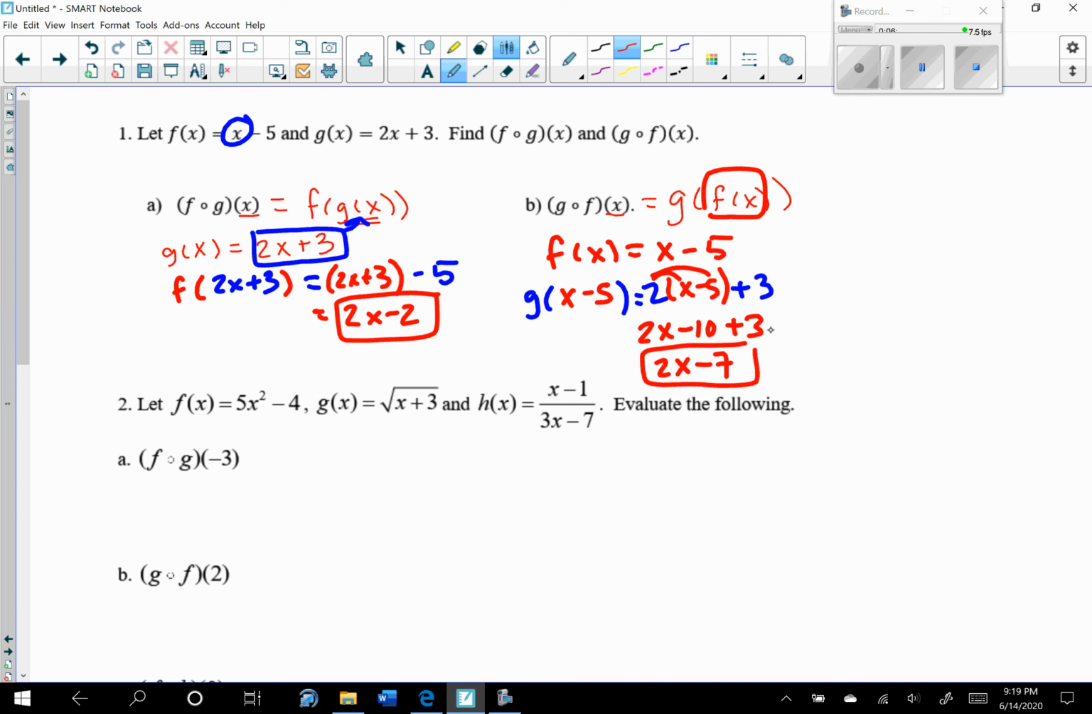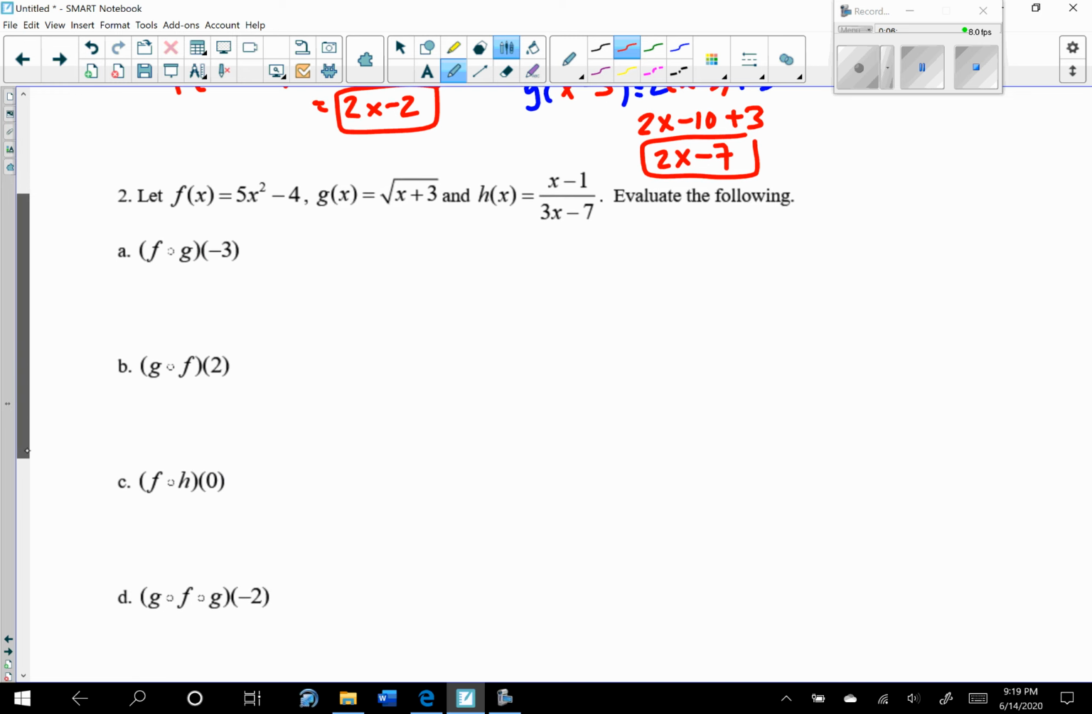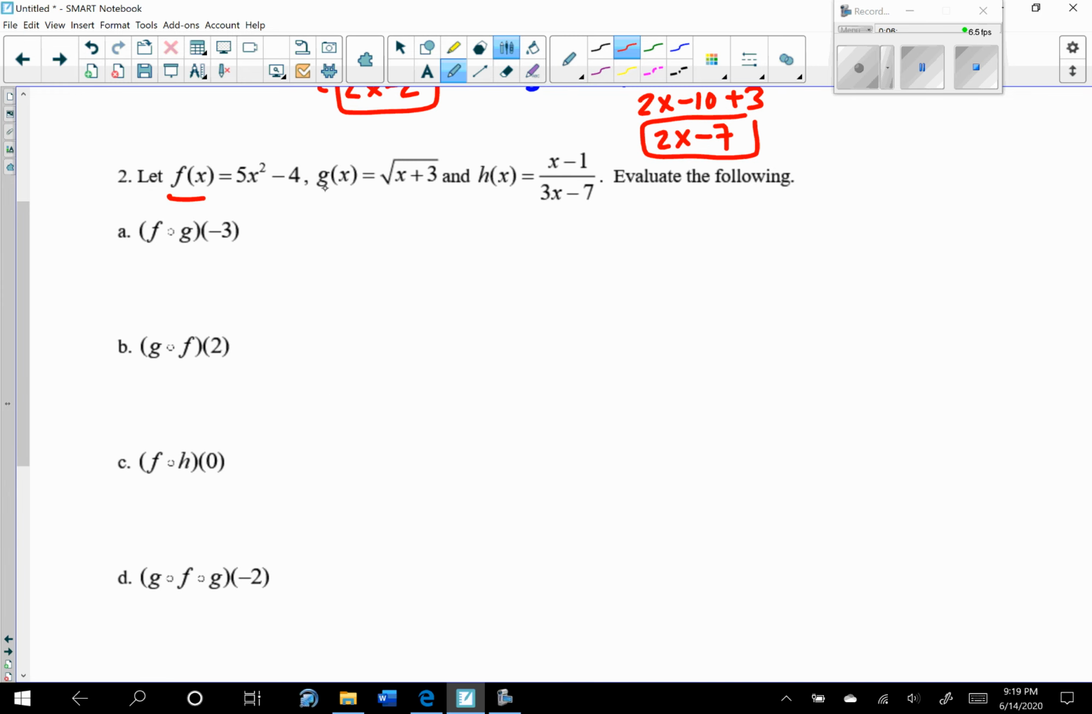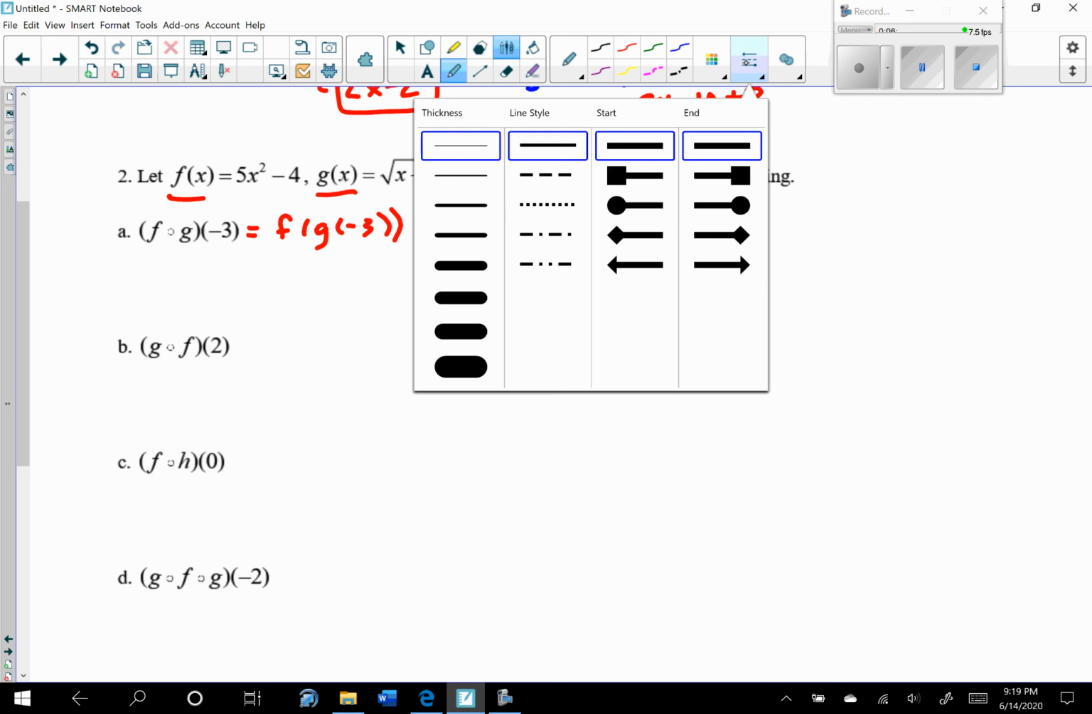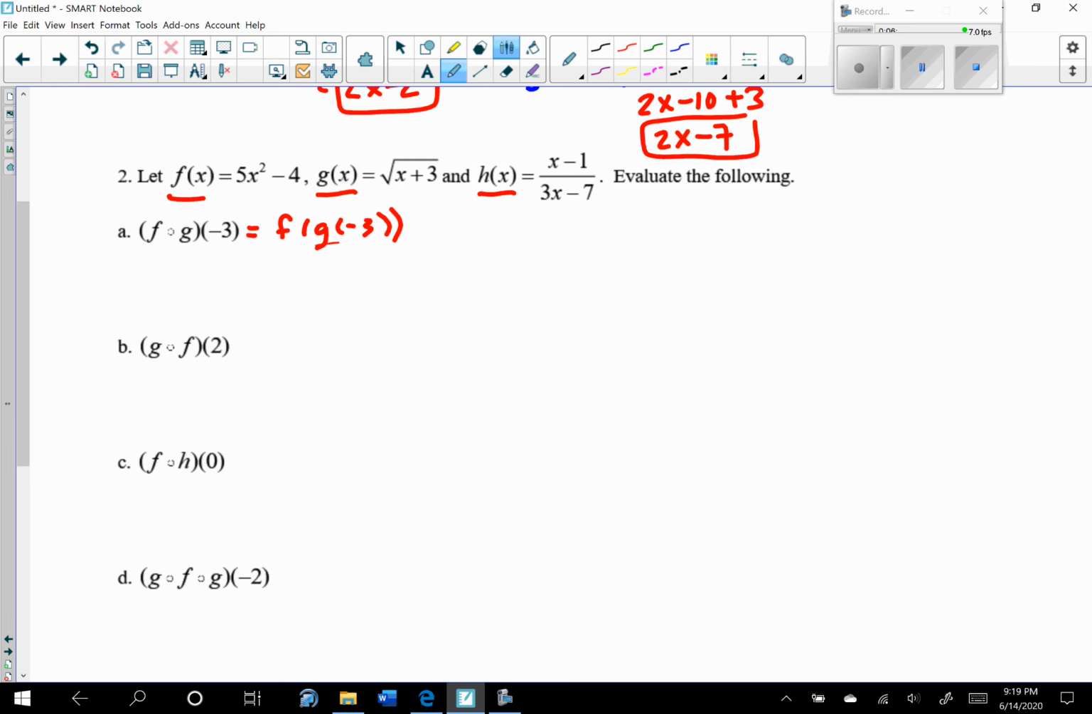All right, so let's go ahead and look at another example. So here we're given f of x, g of x, and h of x. So the first one we have f of g of negative 3, and again you can rewrite this as f parenthesis g parenthesis negative 3. And so for this one, first we want to evaluate the inner function, which is g of negative 3. So g of negative 3 is equal to, everywhere I have x, I'm taking out and putting negative 3.